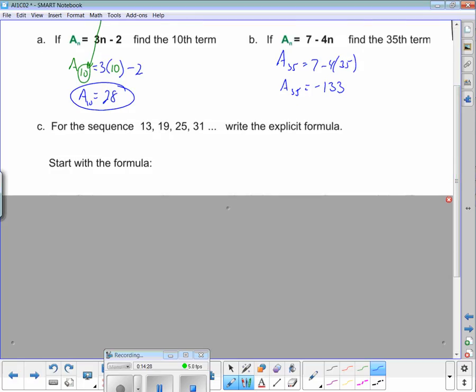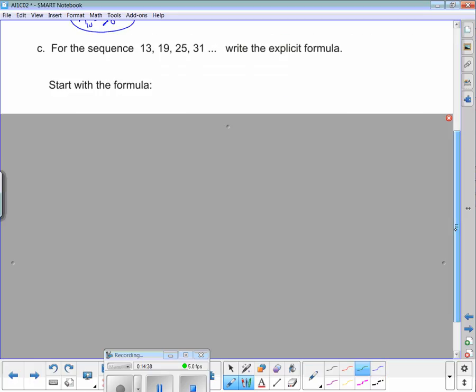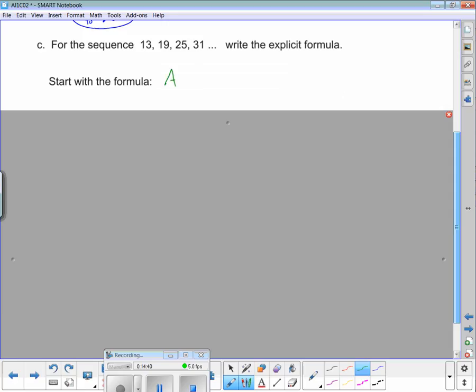Okay, so here we've got to write the explicit formula. So we're going to start with the explicit formula. So if you look up above, it's a sub n equals a sub 1, right? Plus n minus 1 times d. Just straight out explicit formula.